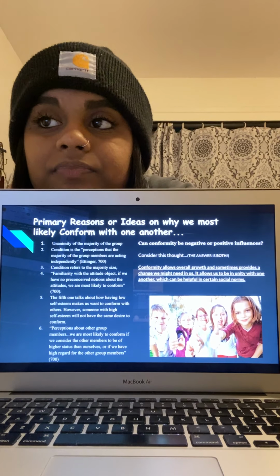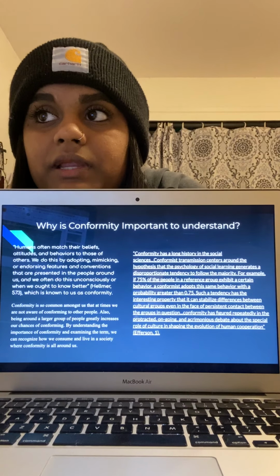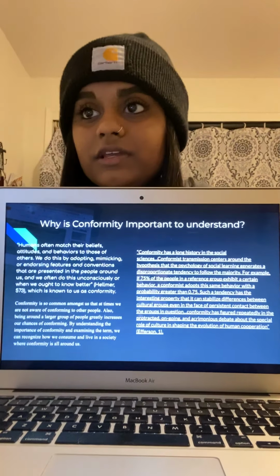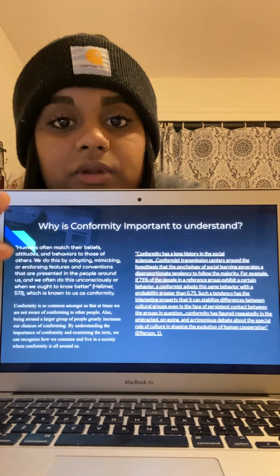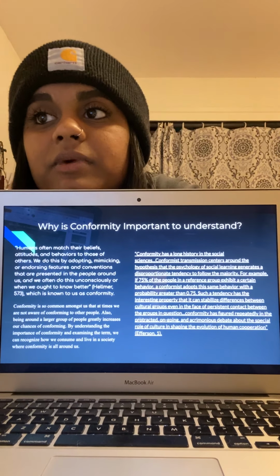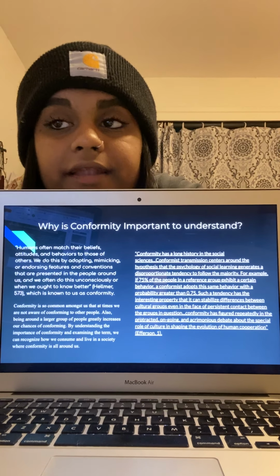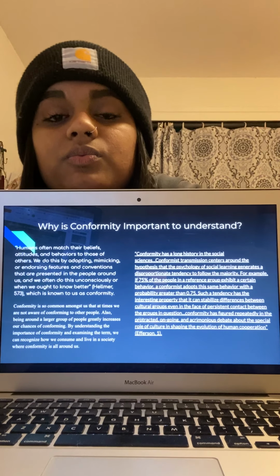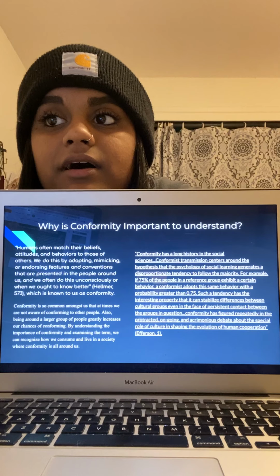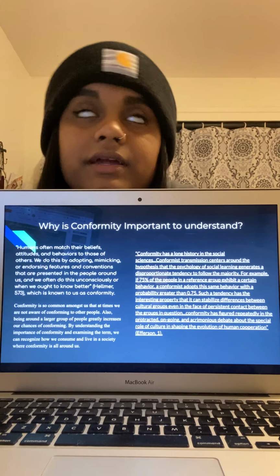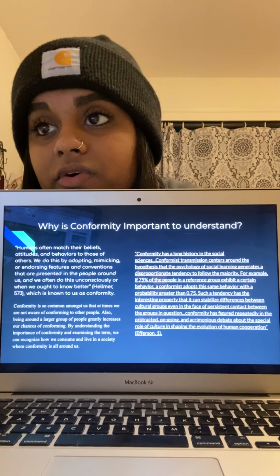And then the last slide. Why is conformity important to understand? I'm not going to read all of this due to time, but I really wanted to leave with this: conformity is so common amongst us at times that we are unaware that we are conforming with one another. And also, we conform in bigger groups, in larger groups, or it increases our chances of conforming.